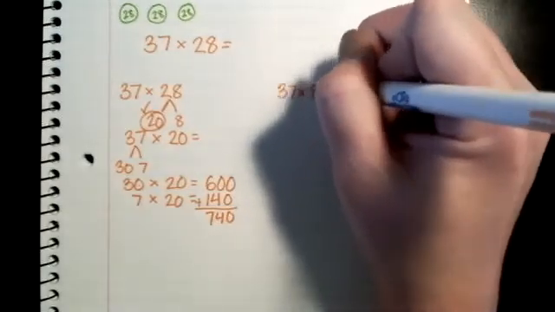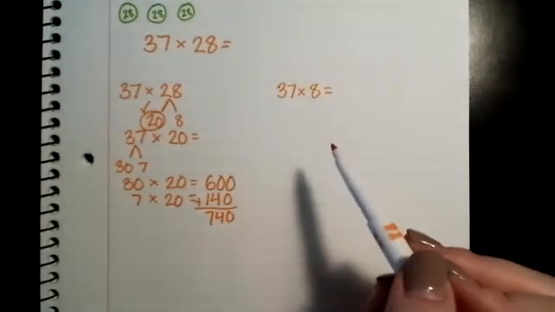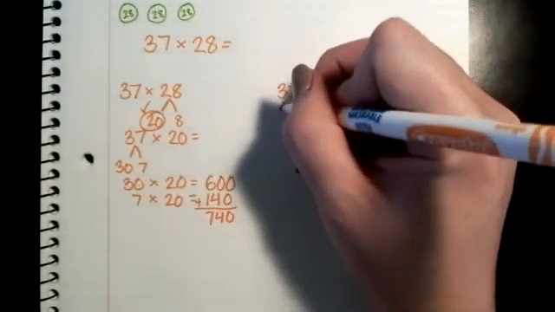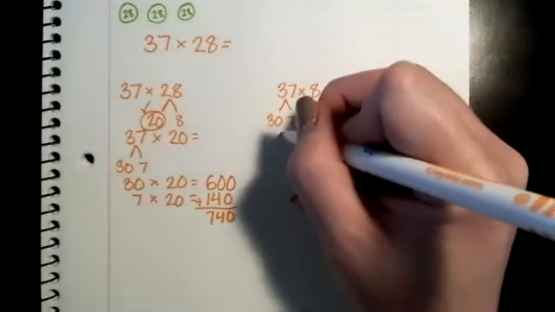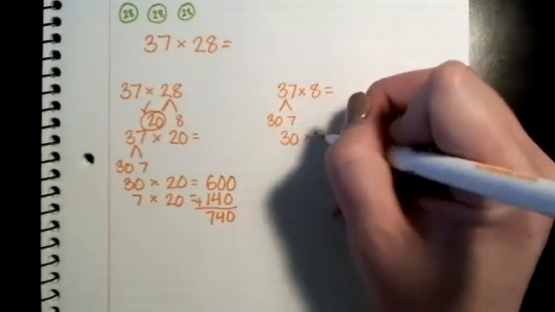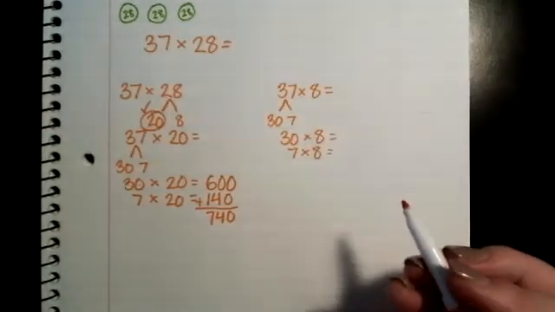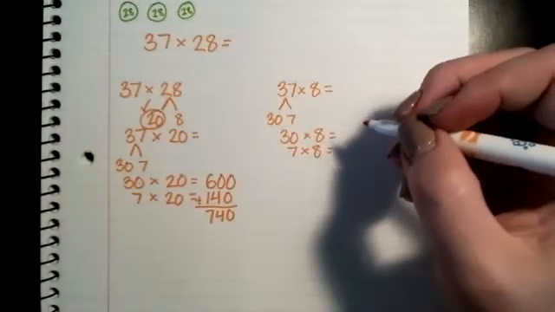And I'm going to do 37 times 8. Now again, I do not know 37 times 8 off the top of my head. That's going to be a hard one to figure out. So I'm going to break the 37 apart into a 30 and a 7. So 30 times 8 and 7 times 8. That's much more manageable. 30 times 8. 3 times 8, I know that.